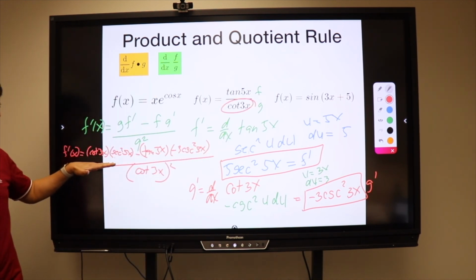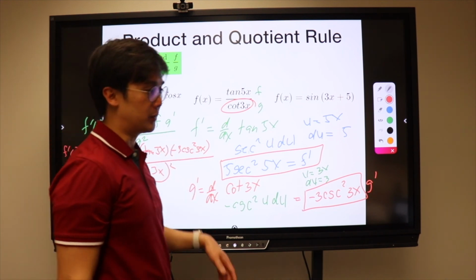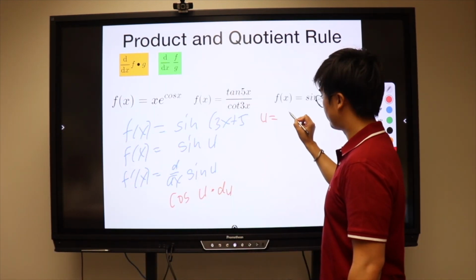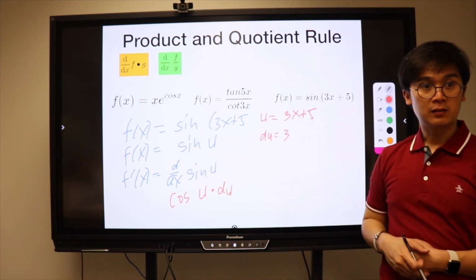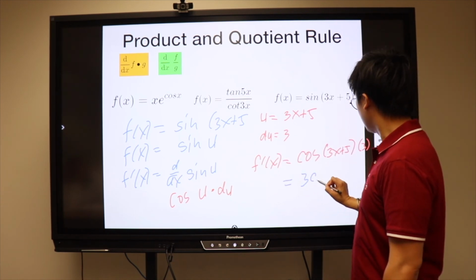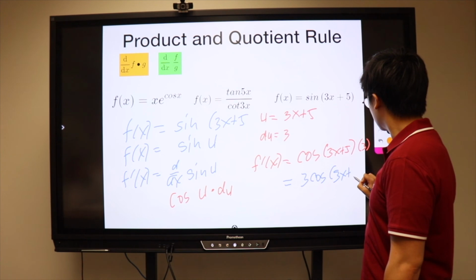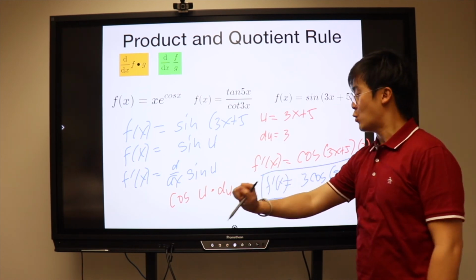And putting this together, so it's cotangent 3x secant squared 5x plus 3 tan 5x cosecant squared 3x all over cotangent squared 3x. I mean, that's another version of it, but this is already acceptable. 3 cosine, boom.